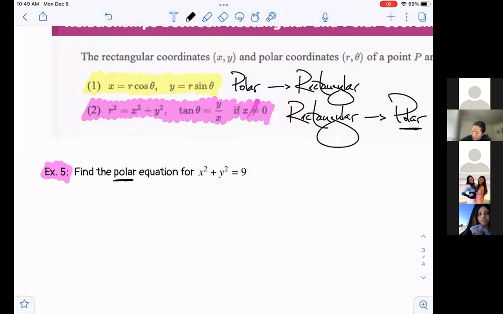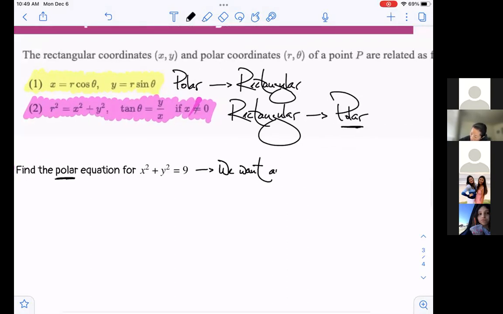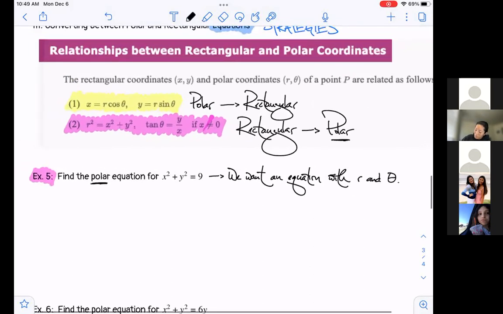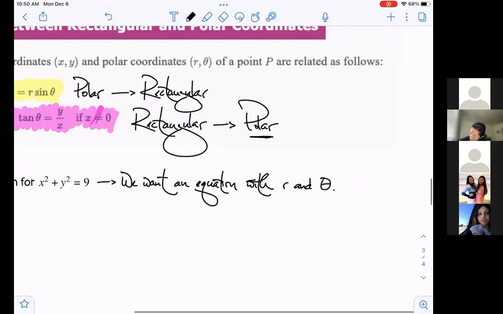All right, so we have x squared plus y squared equals 9. And at the end, we want an equation with what letters? Yeah, at the end, we want an equation with r and theta. And so we have a polar equation we're looking for. That means at the end, we should have r's and thetas. It also means we should have no x's and y's. So with r and theta and without x and y.